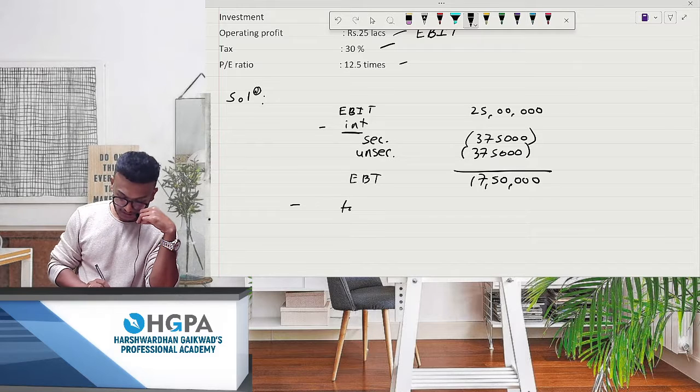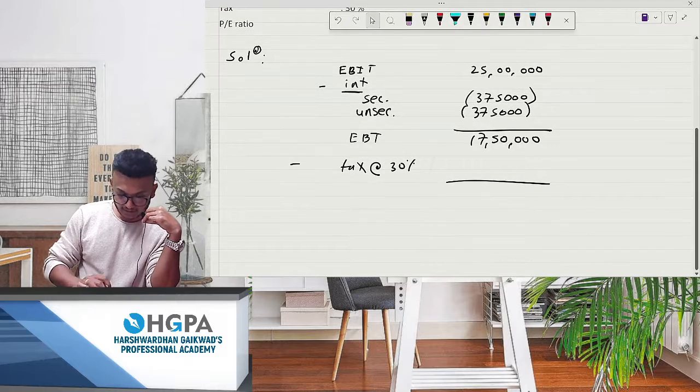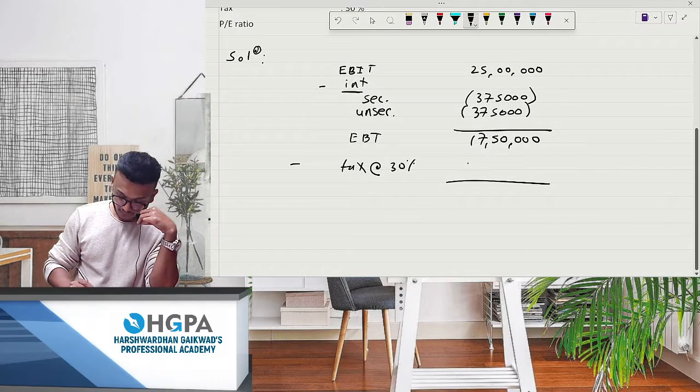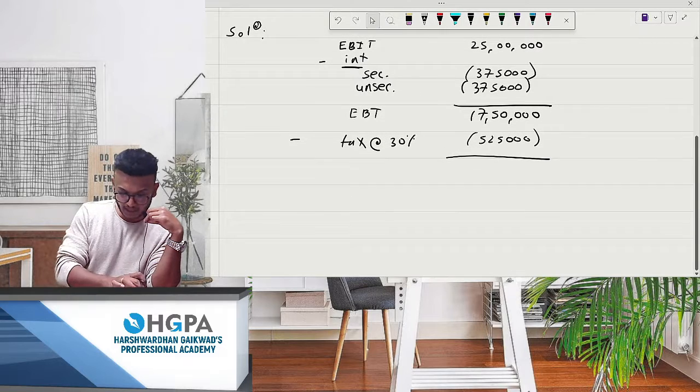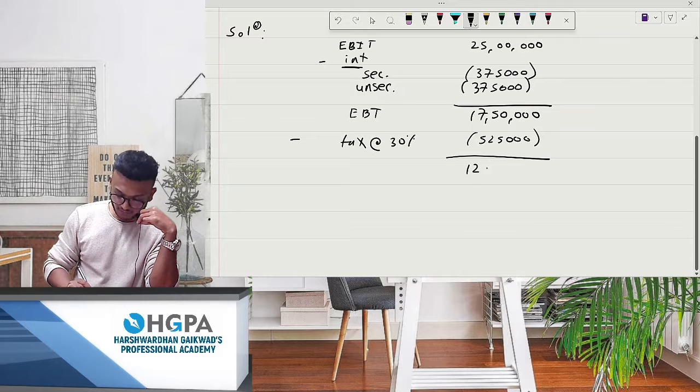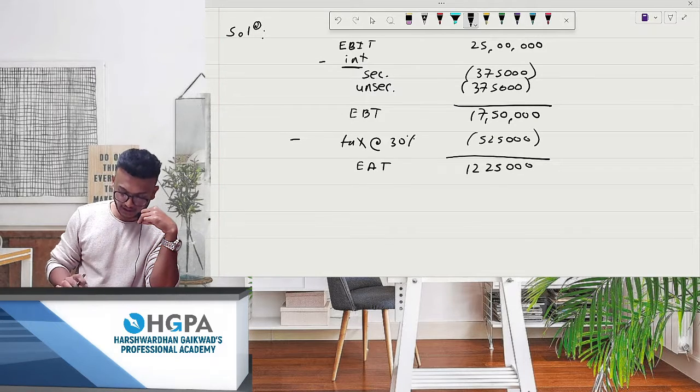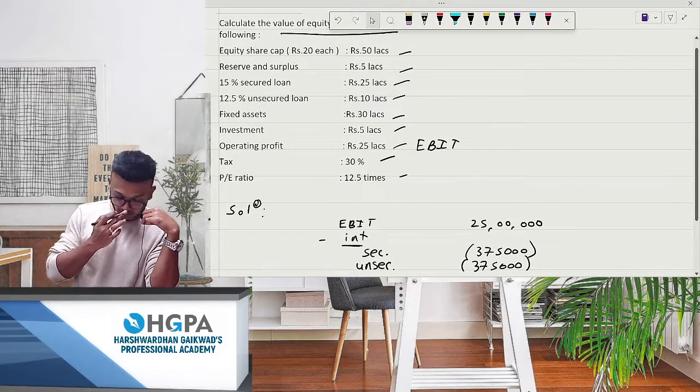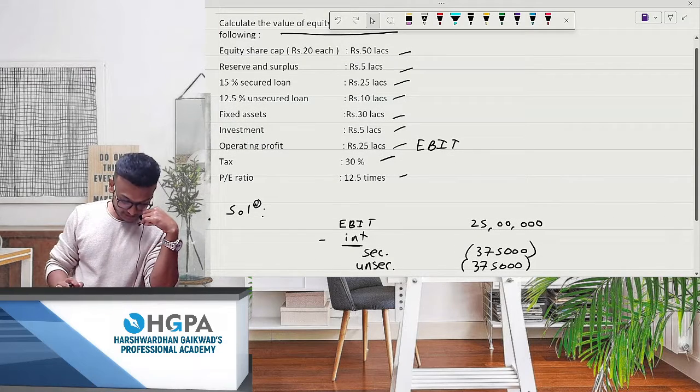17,50,000 less tax at the rate of 30%. How much is it? 5,25,000. Very simple. Minus this, how much is the figure? You will get 12,25,000. This is nothing but EAT. Just find out if there's any preference dividend. There is no preference dividend as such.